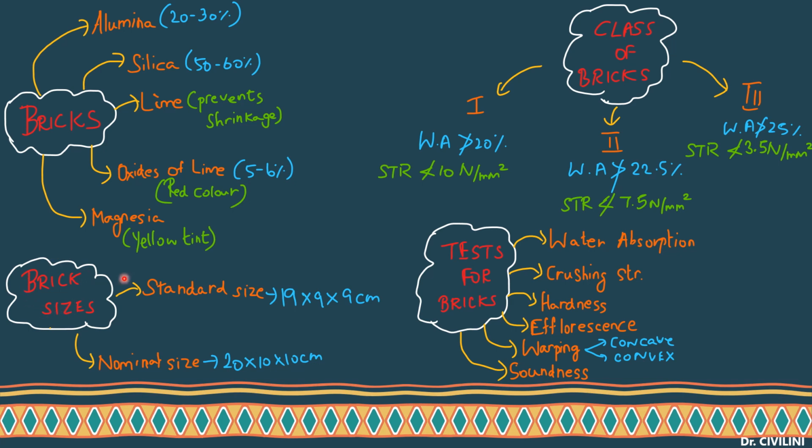Next, the sizes of the bricks: the standard size is 19 cross 9 cross 9 centimeter and the nominal size is 20 cross 10 cross 10 centimeter. And the classification of bricks. Bricks are classed as class 1, 2 and 3. For class 1, the water absorption should not be greater than 20 percentage and the strength should not be less than 10 Newton per mm squared.